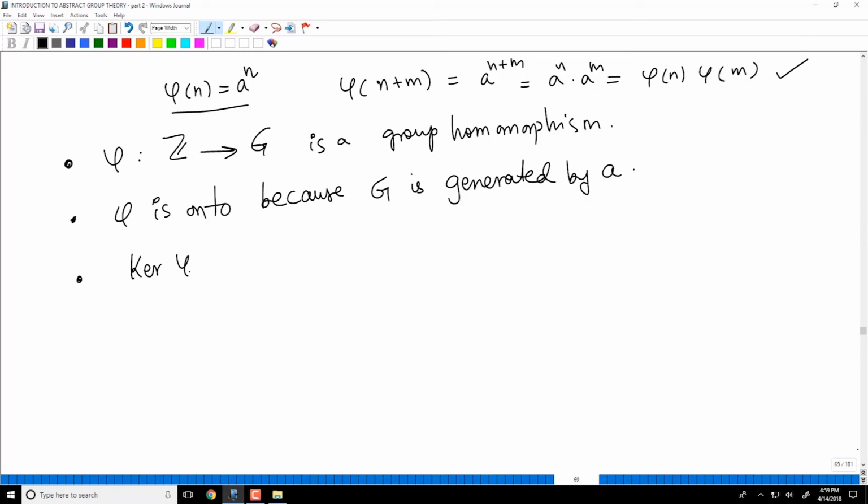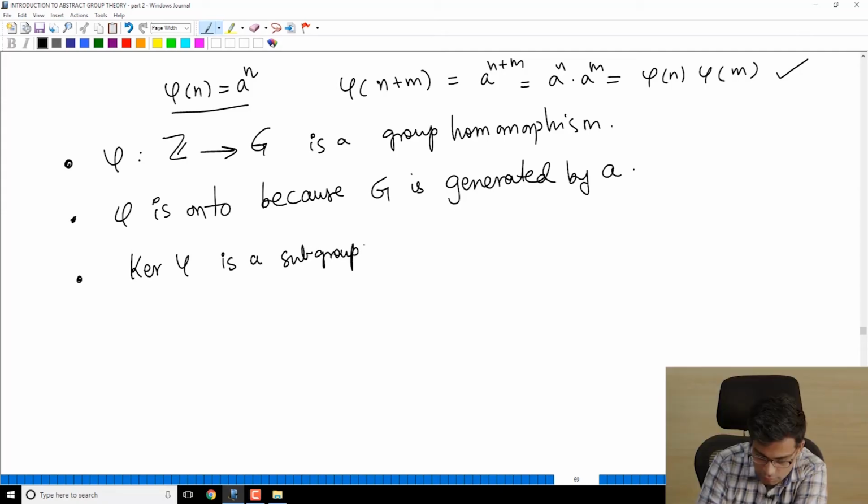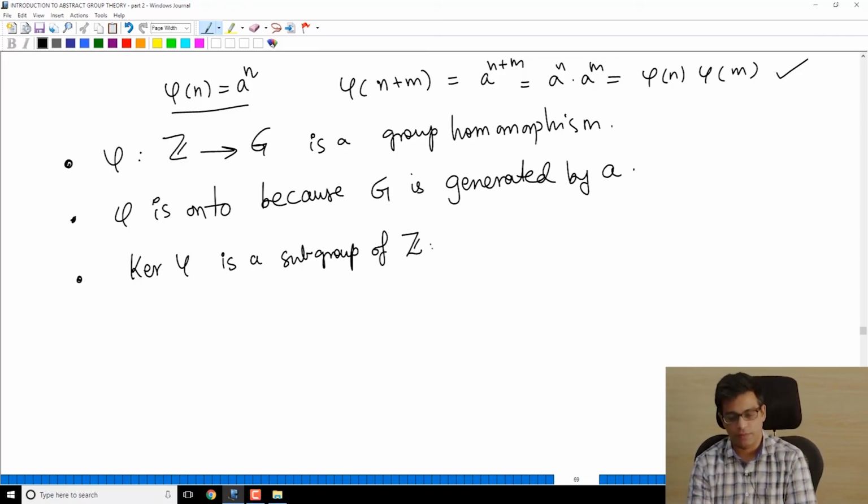So phi is onto. The kernel of phi, whatever it is, is a subgroup of Z. Right? In general, the kernel is always a subgroup of the domain group. So suppose, and what are the subgroups of Z?